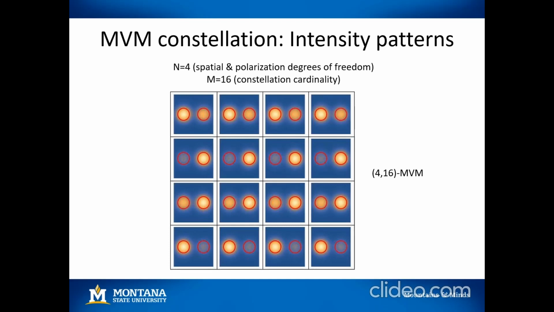On this slide, we see intensity patterns for 16 different symbols that can be launched over a 2-core multi-core fiber. Since we have 4 spatial and polarization degrees of freedom, we call this particular instantiation of mode vector modulation 4-16 MVM. The intensity patterns don't show the whole picture of mode vector modulation, since we miss the information about the differential phases between the carriers launched on different spatial modes.